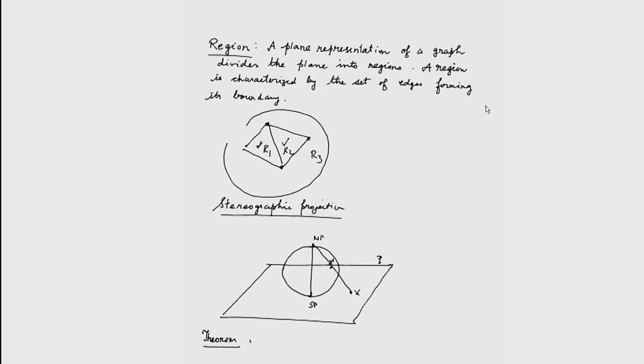This is the theorem: a graph can be embedded in the surface of a sphere if and only if it can be embedded in a plane.